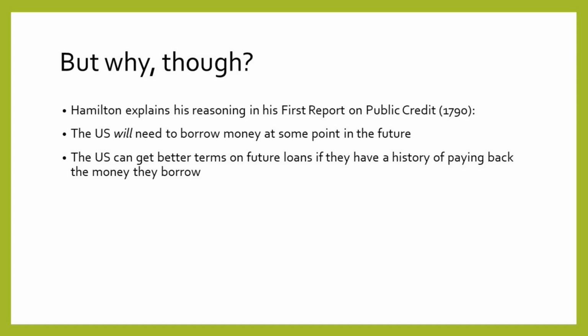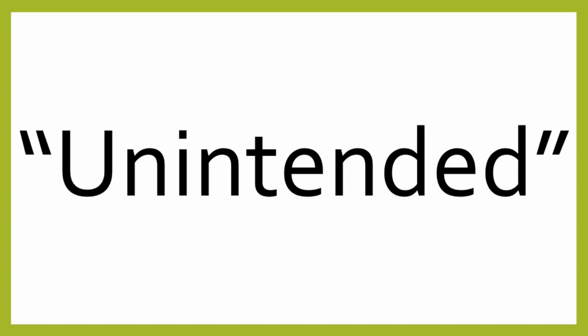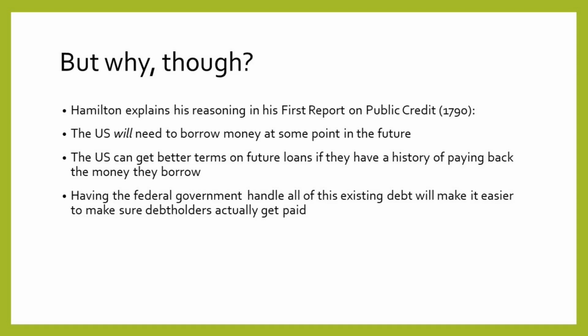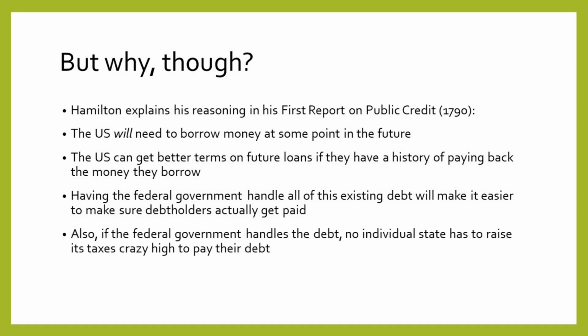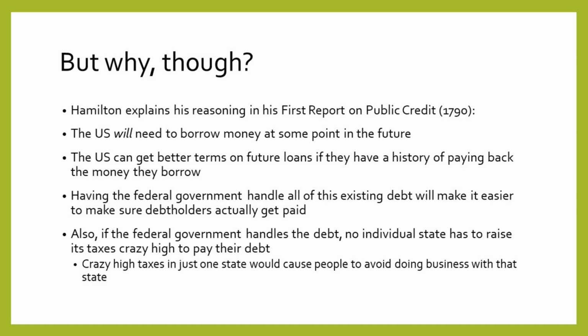And if it just so happens that most of that money winds up going to Alexander Hamilton's rich New York merchant friends, well then, that's a nice unintended benefit. Anyway, having the federal government assume the state's debts and reorganizing that debt into treasury bonds was partially just a way to standardize all the interest payments so that the accounting was more manageable, but it had the added benefit that no individual state had to raise its taxes super high to pay its debts, and thereby discourage people from trading with or doing business in that state.